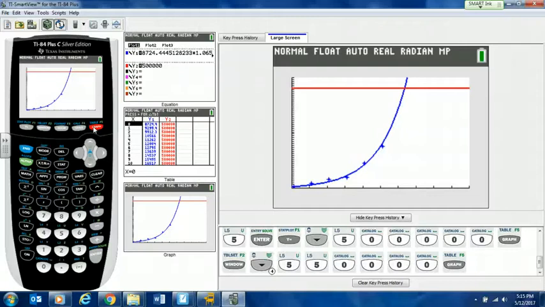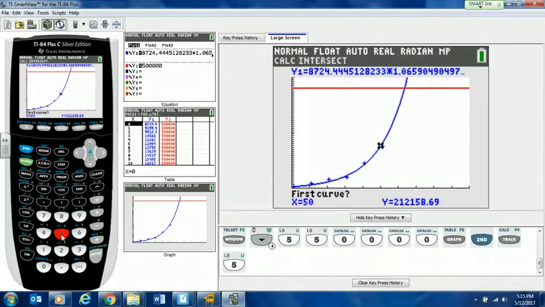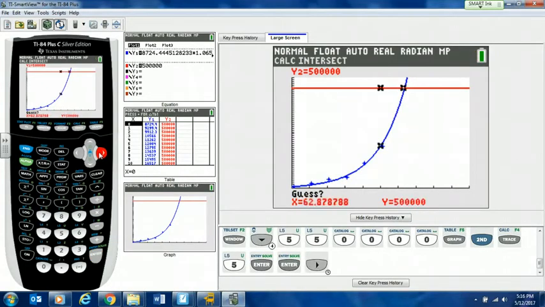Now in order to find that, we're going to press second, and then calc, and we're going to look for intersect, which in this case is 5. So I go ahead and press 5. It's asking for the first curve. Here, at the top, it shows I'm on Y1, so I'm pressing enter. Then I have Y2, enter, and then it asks you to guess. So you just move that cursor over to where you think it's going to intersect, and then press enter. And there we go, we have our answer.